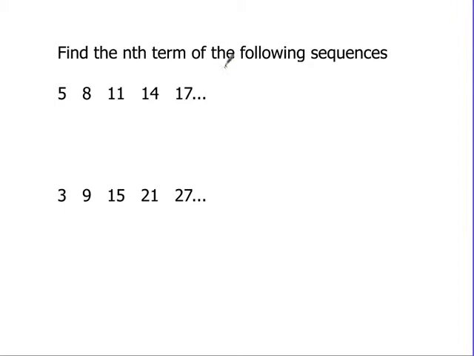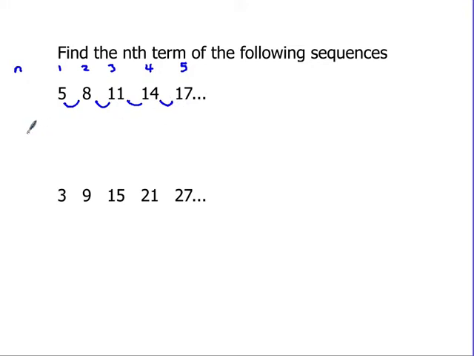Find the nth term of the following sequences. So here we've got our first 5 terms. So first term, second term, third, fourth and fifth. So those are effectively our values for n for the first 5. Now in the sequence you should be able to see that each time it's going up in threes.